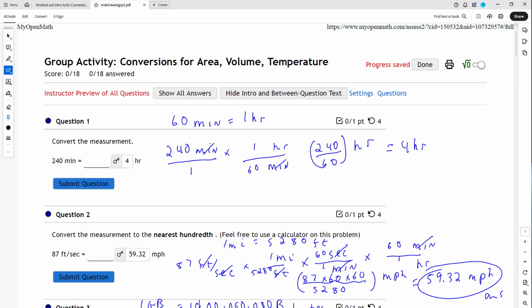Okay, this is week 6, group activity. They want us to convert minutes to hours. You know that 1 hour has 60 minutes, so create a cancellation so the minutes cancel out, replace with hours. So 240 over 60 gives me 4 hours.